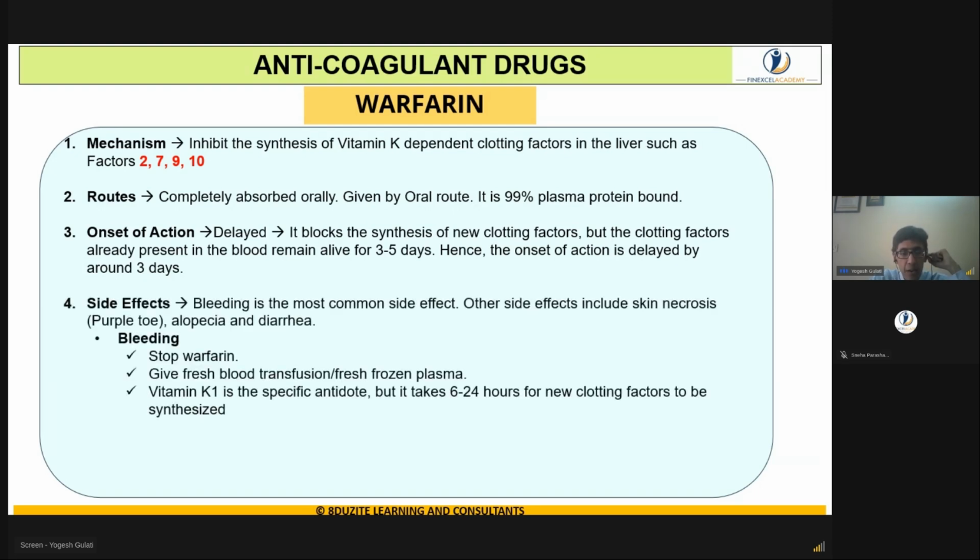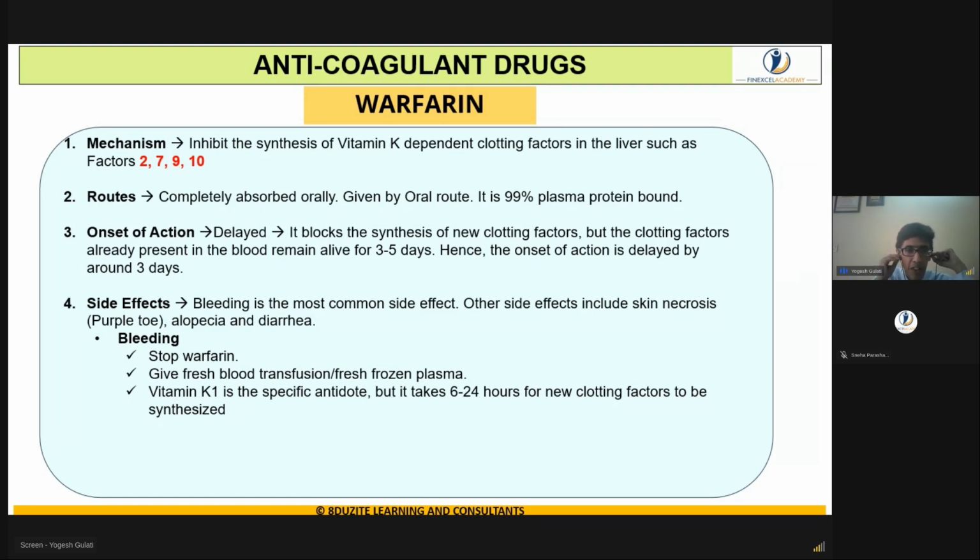Side effects. So again, for anticoagulant drugs, if any question comes, just remember an overdose of anticoagulant drug, bleeding is the most common side effect. It can occur. For warfarin, there are two other important side effects apart from bleeding. This is skin necrosis. So there is a purple toe syndrome, skin necrosis, alopecia, and diarrhea. These are important. You should always remember warfarin skin necrosis is a very, very important condition, and then we can have alopecia and diarrhea.